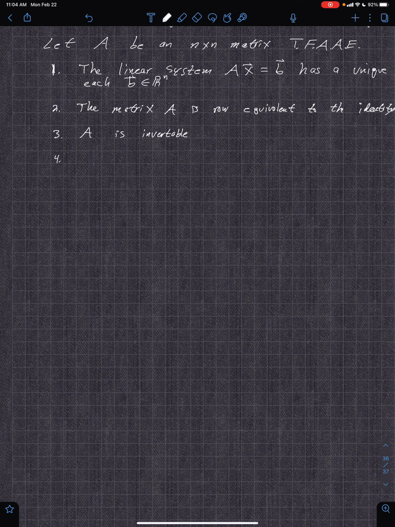4, the column vectors of A form a basis for Rn. The column vectors of A form a basis for Rn. So it's not like there's any repeated vectors or multiples of each other.